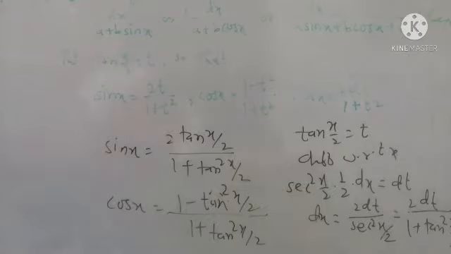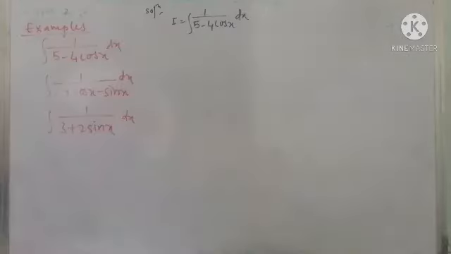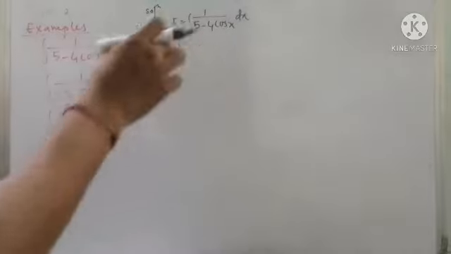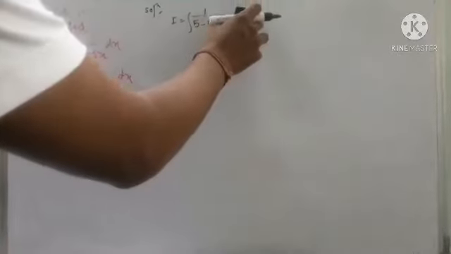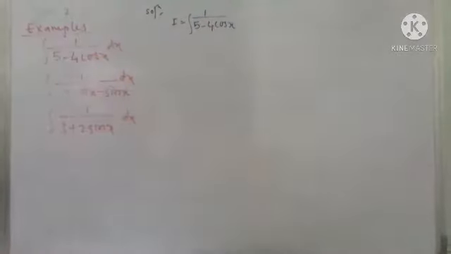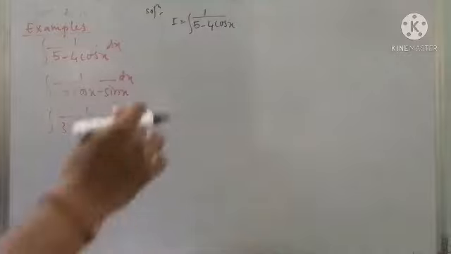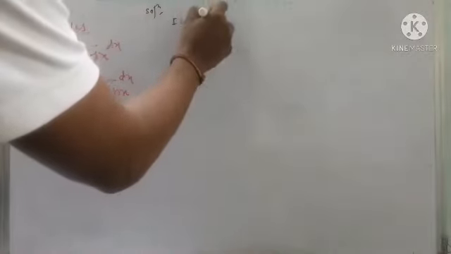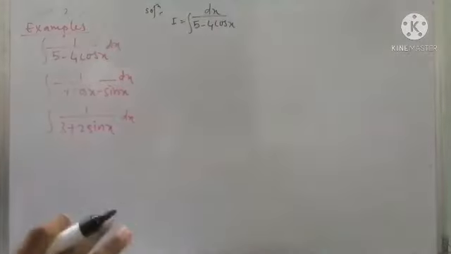Remember this substitution, as given in the integration of 1 upon 5 plus 4 cos x dx. Actually, if this is a type 2 example, always remember that as we usually take dx in a product of the integral, but in this type 2 we take dx in the numerator, we can adjust dx in the numerator only.